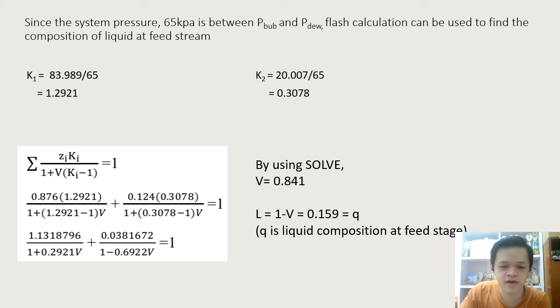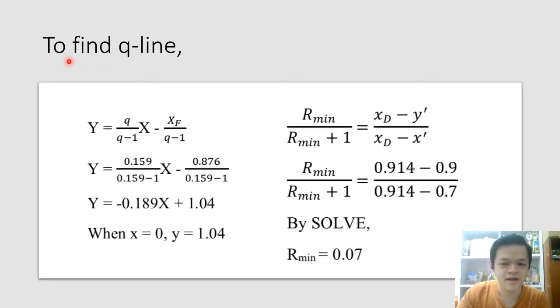And after solving, we found that the liquid composition at the feed stage is 0.159. Then we need to find the q line by using this equation. And we found that the q line equation is y equals negative 0.189x plus 1.04.